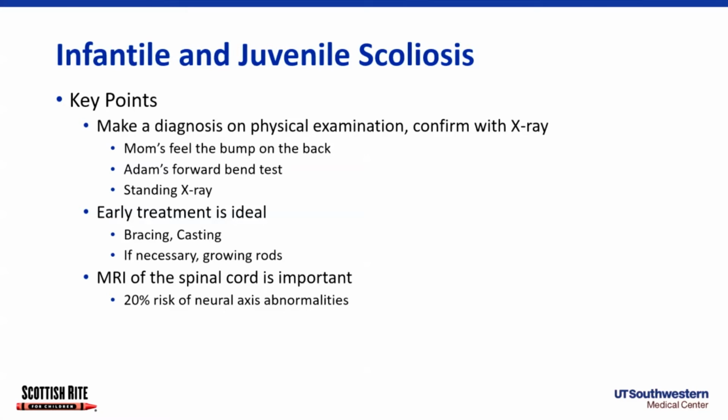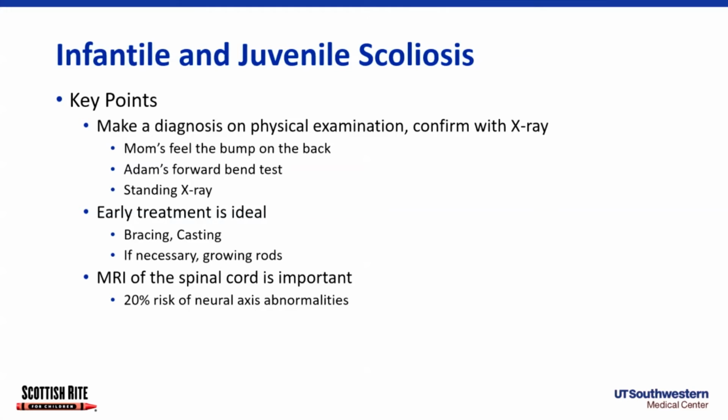It's not only the x-rays, but also the clinical appearance of the child. If the child has a prominence that looks like scoliosis, but the curve looks relatively small, I generally watch those children very closely, because those curves will generally get bigger over time and will need treatment. The Adams forward bend test, which we're going to go over in a video very shortly, and then the standing x-rays are important. Early treatment is ideal.